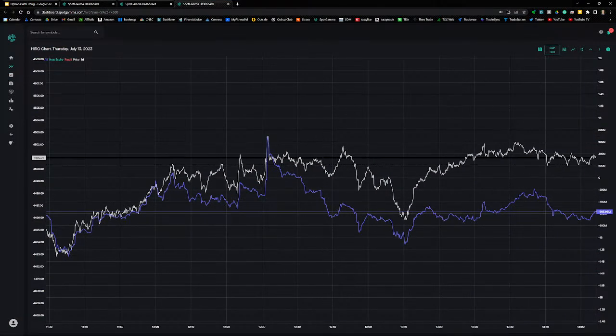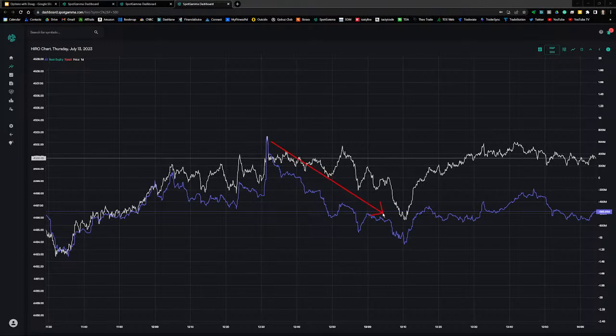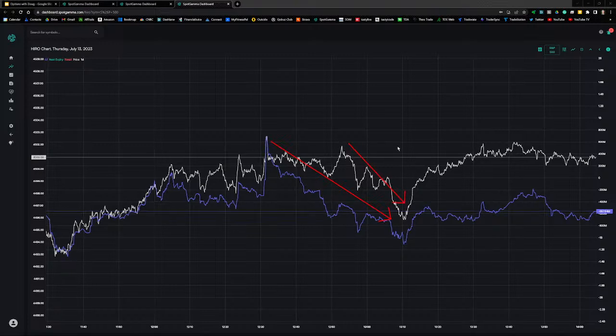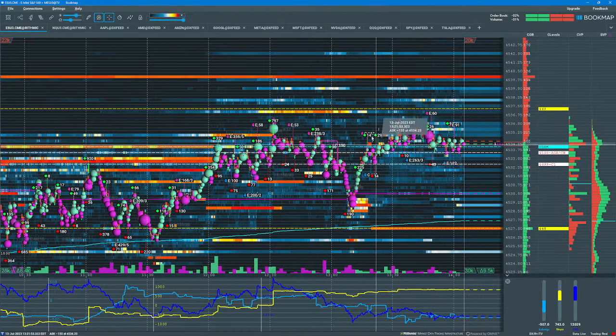Scroll over a bit, and then there was a nice short divergent setup here. Note Hero starts dropping and price chops around and finally moves lower for a short scalp just around 1250. So let's go take a look at that in Bookmap. We're just looking after 1250.